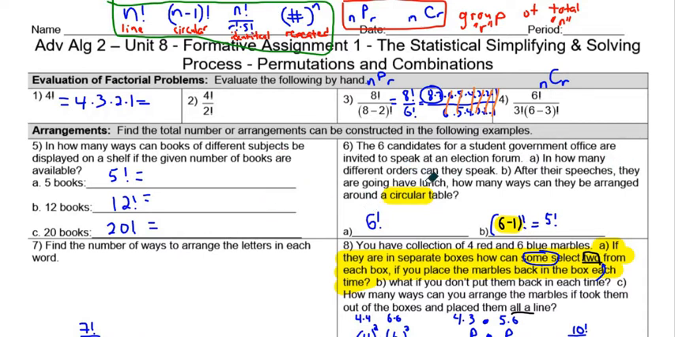Now, you can see here that they're going to go out to lunch and sit around a circular table. That's like a key word for this, 6 minus 1 factorial. And of course, you want to type these into the calculator and figure out what they are.